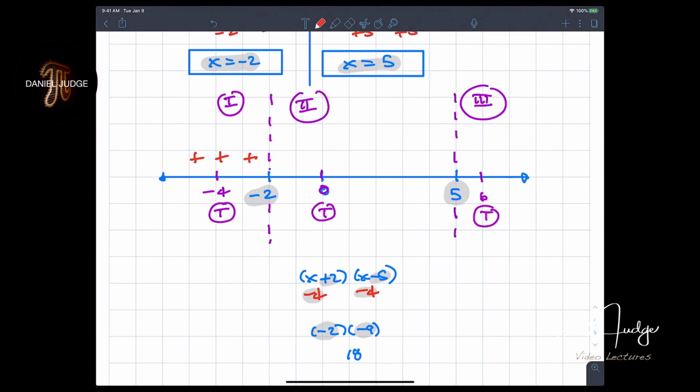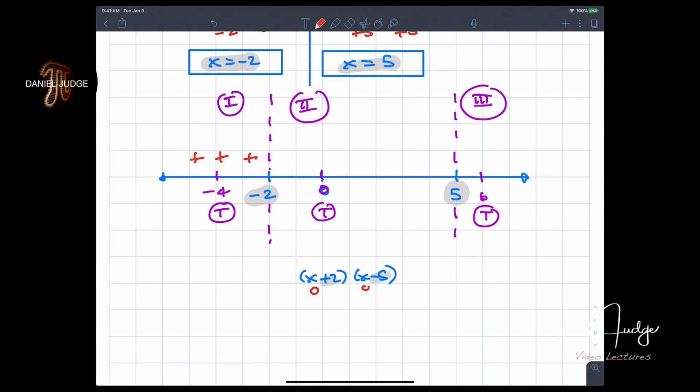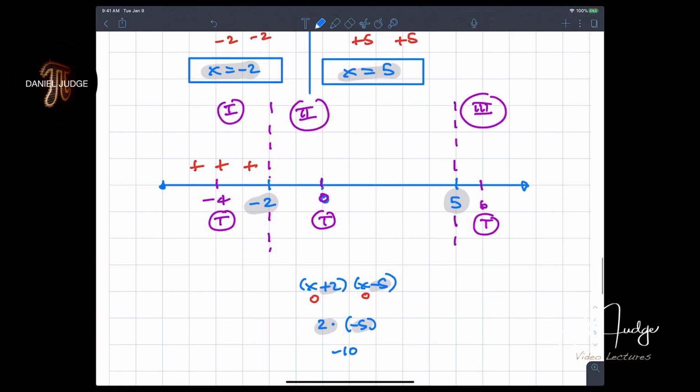So I repeat the process now. I get to test region 2. And you say, how do I test region 2? You get to plug in now 0. 0 plus 2 is 2. 0 minus 5 is negative 5. Positive times a negative gives you a negative. Region 2, ladies and gentlemen, is negative. There you go, a negative region 2.